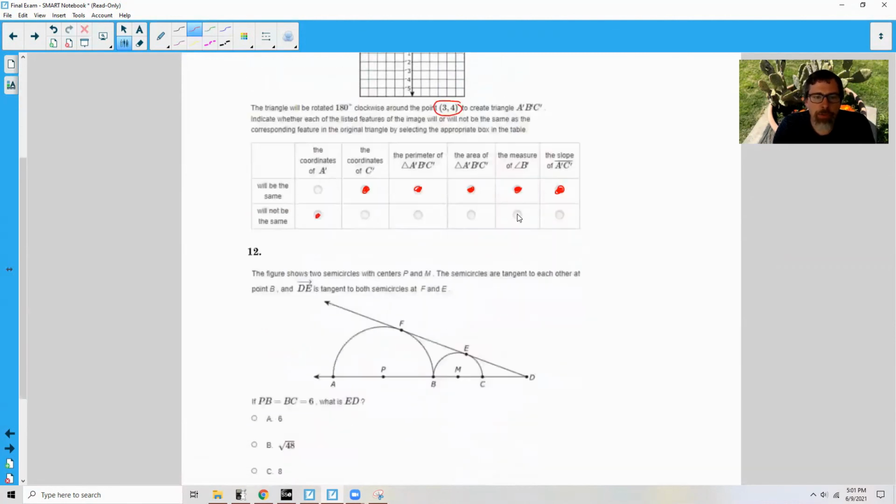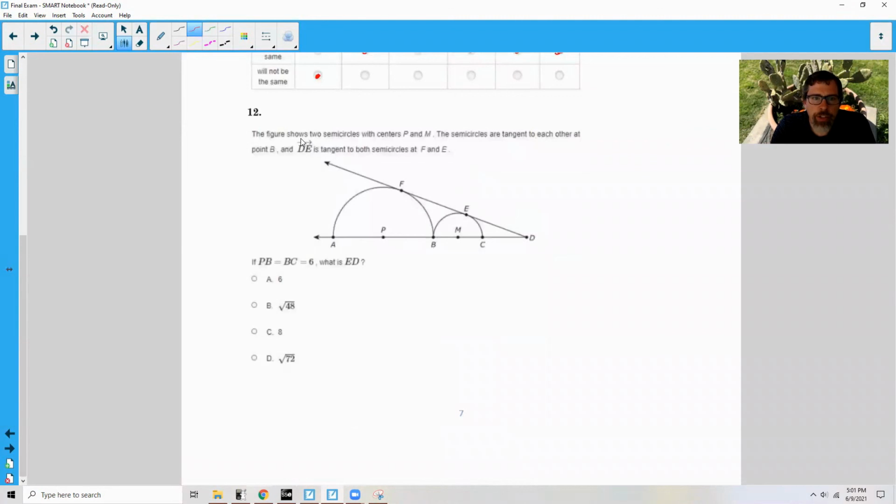All right, number 12. The figure shown. This figure shows two semicircles with centers P and M. Semicircles are tangent to each other at point B. That just tells us they don't overlap. They touch right there at B. There's no overlapping and they are touching. There's no space in between. Ray DE is tangent to both circles at E and F. That is the key to this problem.